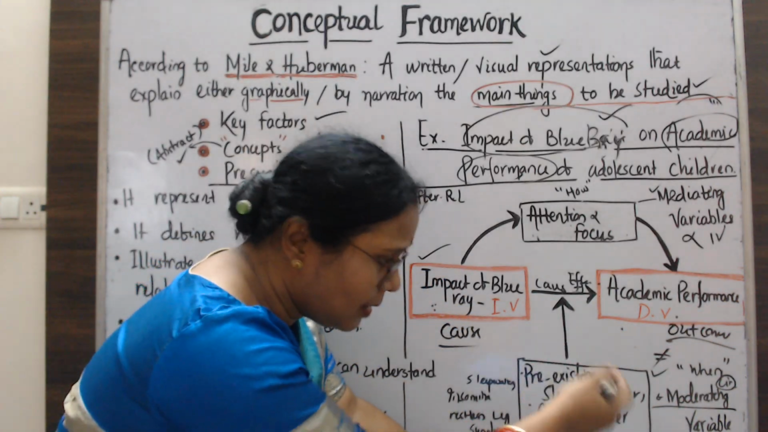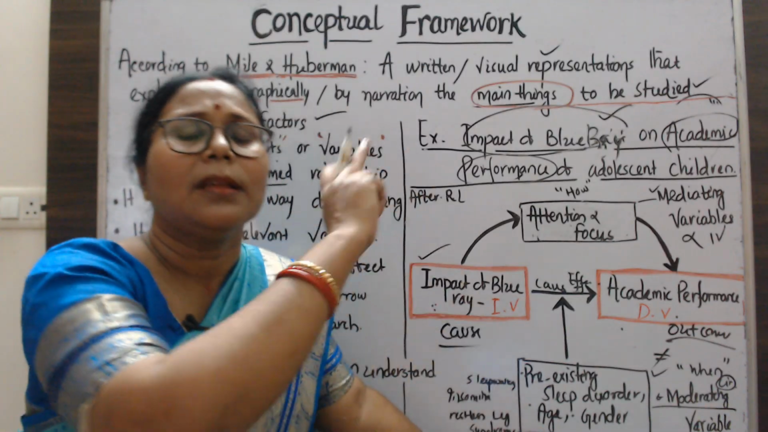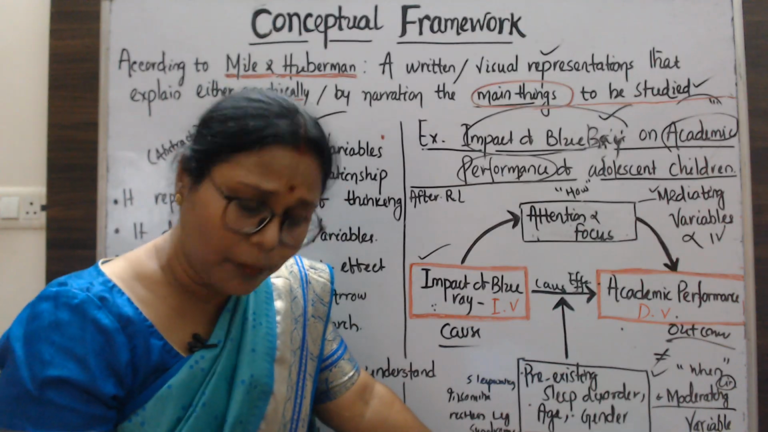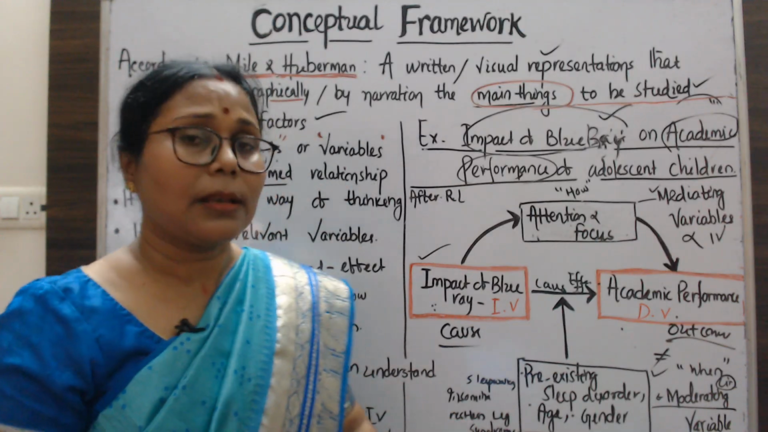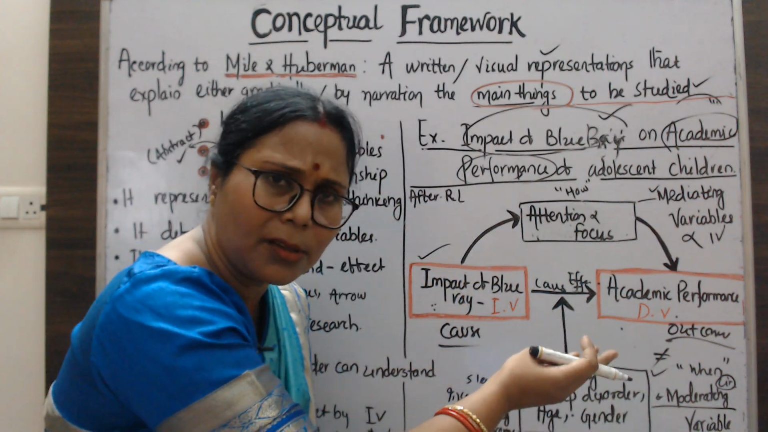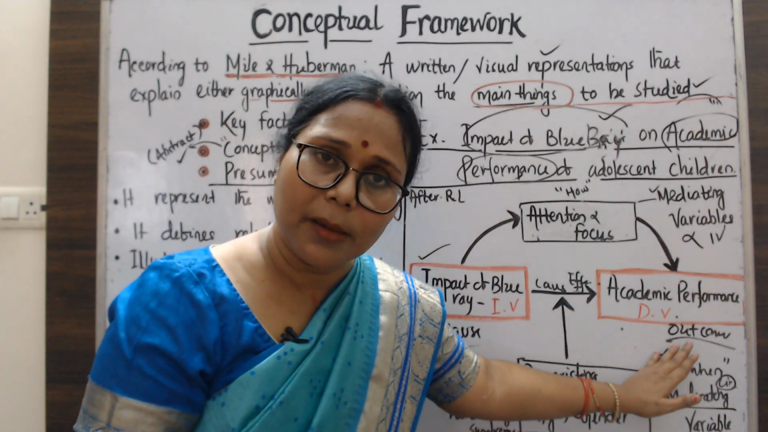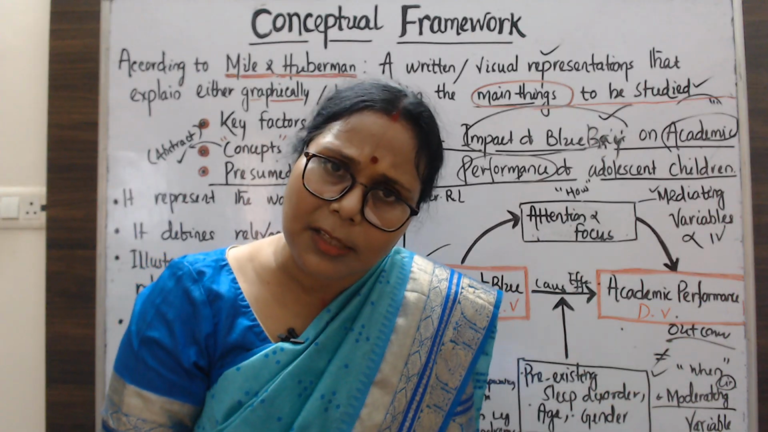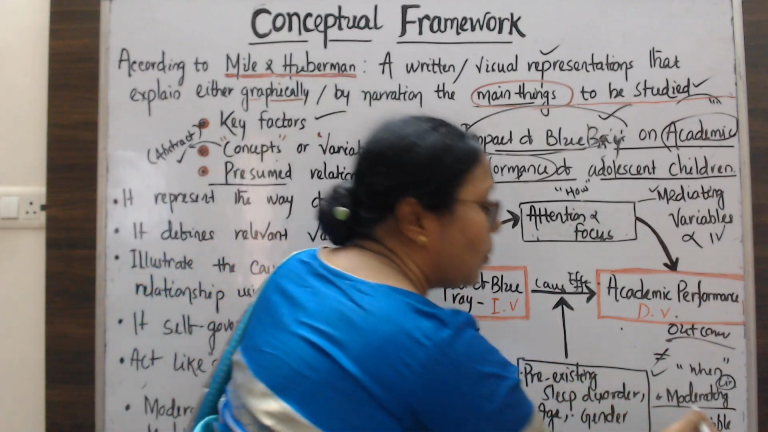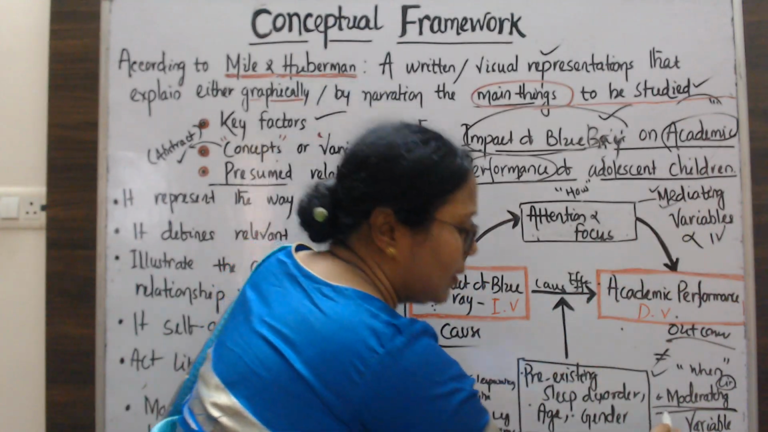And there is another factor called the moderating variable. Suppose the child has a pre-existing sleep disturbance or sleeping disorder, like insomnia or restless legs syndrome, which already exists. Then this relation does not hold in the same way. So it influences the relation between the independent variable and the dependent variable. It may strengthen the relationship or weaken the relationship, or it can also change the direction. So this is called a moderating variable. So one is the mediating variable, one is the moderating variable.